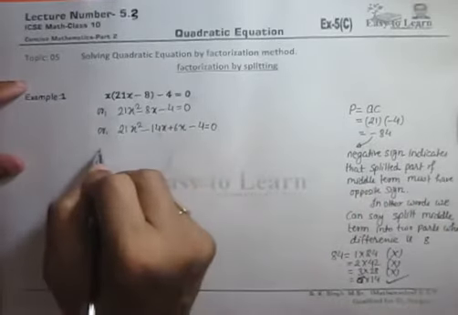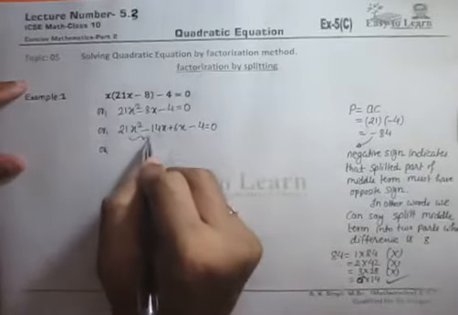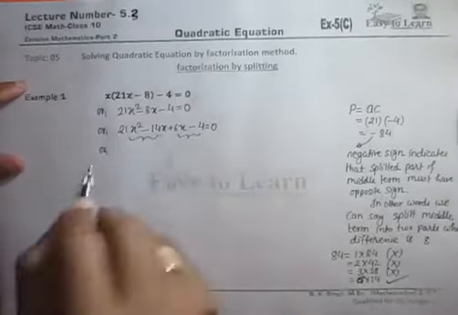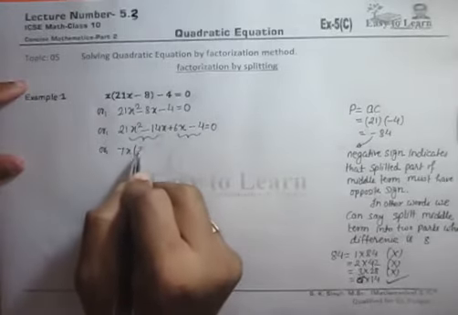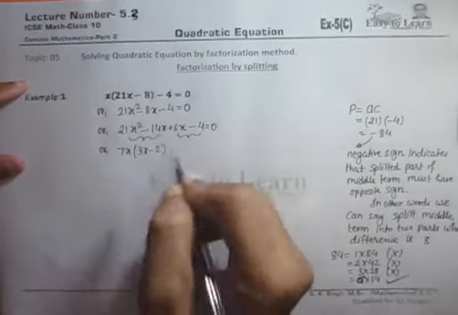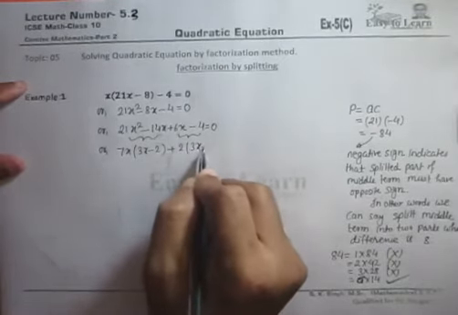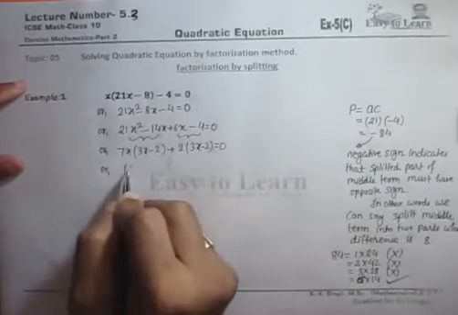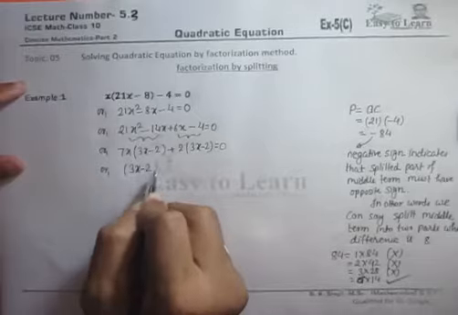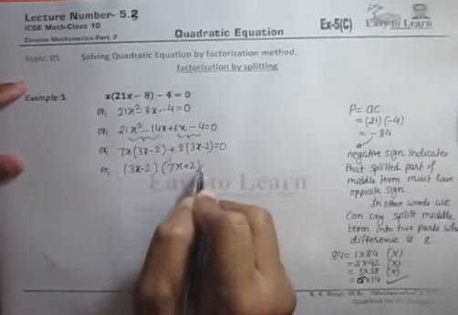After splitting the middle term, the calculation is very easy. Take common from these two, take common from these two. From these two, 7x is common, so here we will get 3x minus 2, and from these two, plus 2 is common, so we will get here 3x minus 2 equal to 0. Now we can take 3x minus 2 into 7x plus 2 equal to 0.